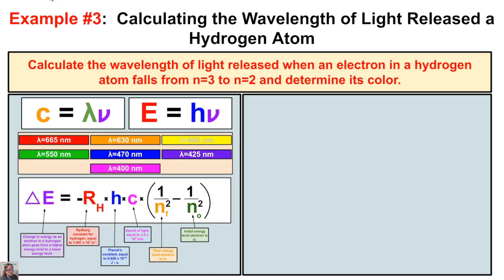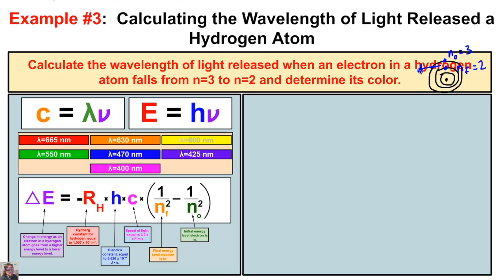This third example says to calculate the wavelength of light released when an electron in a hydrogen atom falls from n equals 3 to n equals 2 and determine its color. So we have an atom of hydrogen. Once again, here is our atom of hydrogen. Here's the nucleus. Here's the first principal energy level, the second principal energy level, and the third principal energy level. And initially this electron here is in n equals 3. And the electron is going to fall into the second energy level, so the final principal energy level here is going to be equal to 2.